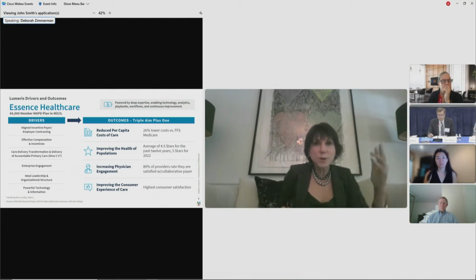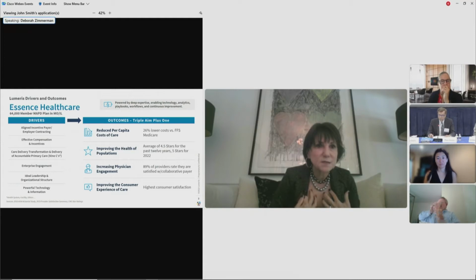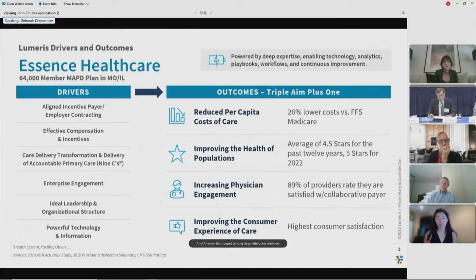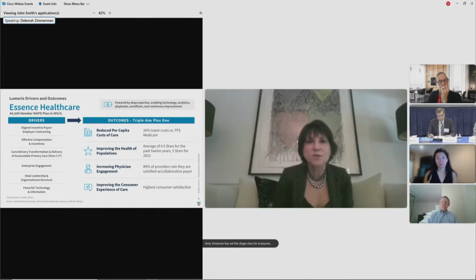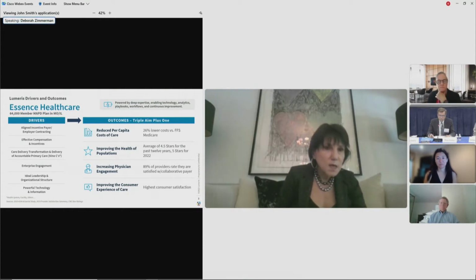So not surprising, the first 2 are aligned incentives. First one is that contract between the payer and the provider organization. Second is, how does it trickle down to the individual physician? How am I incentivized? Third one, which is the biggest lift, is actually changing the way care is delivered. And we spend a lot of our time thinking about that. And that is the heaviest lift. We think core to that is the delivery of accountable primary care. We think that's the biggest lift, is changing the way primary care is provided, but the rest of the delivery system needs to change as well.